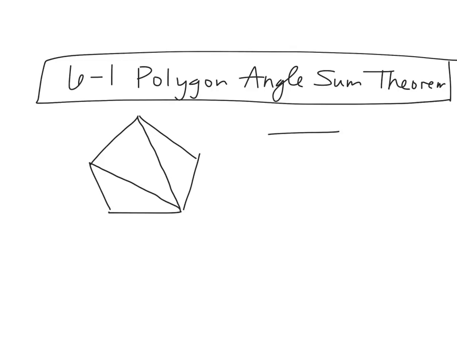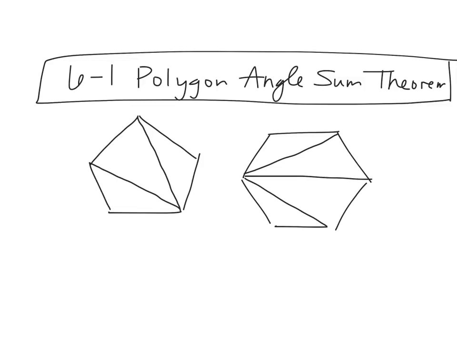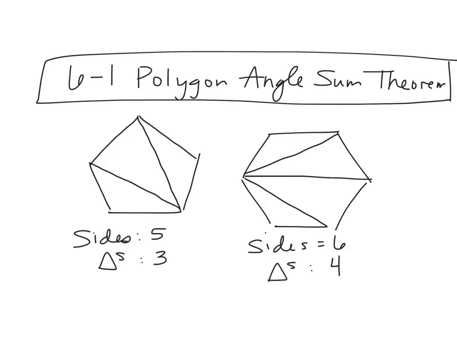If I were to take a hexagon and do the same thing, so a triangle here, a triangle here, a triangle here. Now, how many triangles do you see? 4, okay? So this one had, for the number of sides, 5. The number of triangles was 3. This one, the number of sides was 6, and the number of triangles was 4. Do you see a pattern happening between the number of sides and the number of triangles? It's 2 less, okay? So here's the trick.